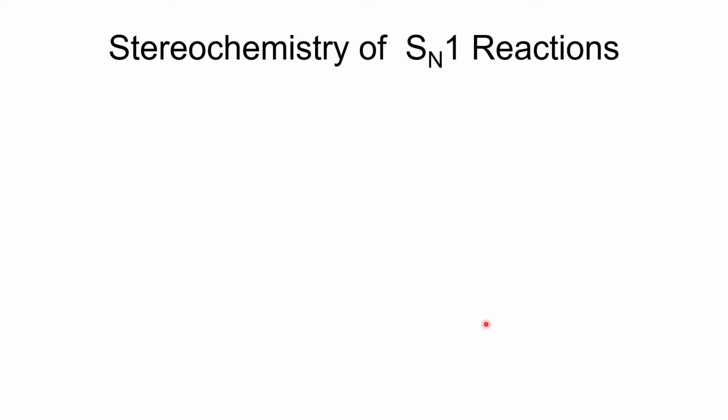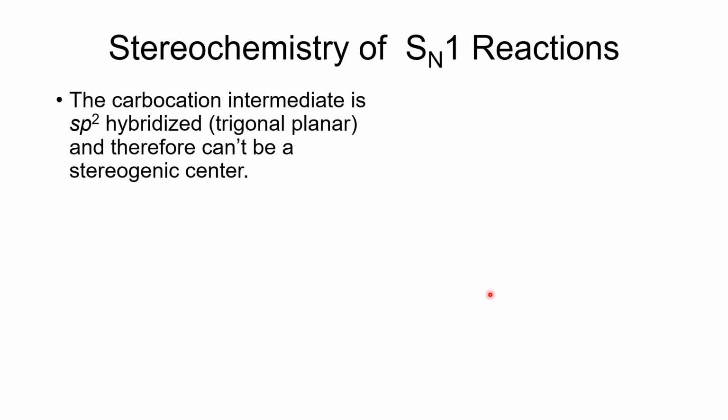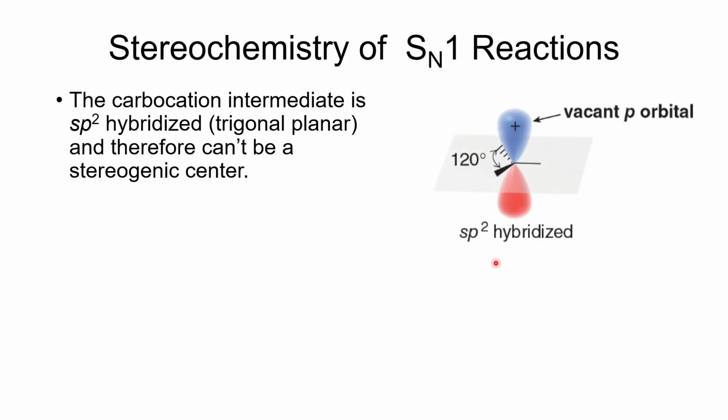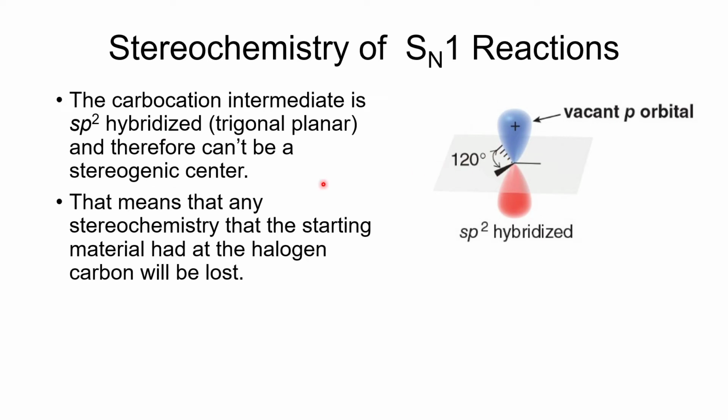So we now want to look at stereochemistry for SN1 reactions. We saw that for SN2 reactions the stereochemistry was inverted. Well, when we do an SN1 reaction, we get a carbocation intermediate. That carbocation intermediate is sp2 hybridized, and so therefore it is not a stereogenic center. So if you started off with a stereogenic center and you form a carbocation, you've lost that stereogenic center. So any stereochemistry that your starting material had at the halogen carbon will be lost.